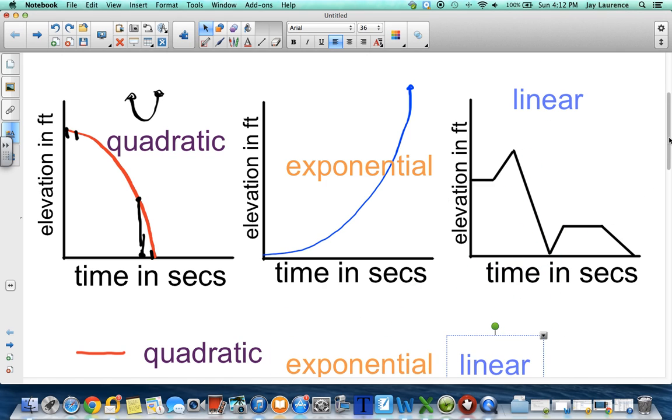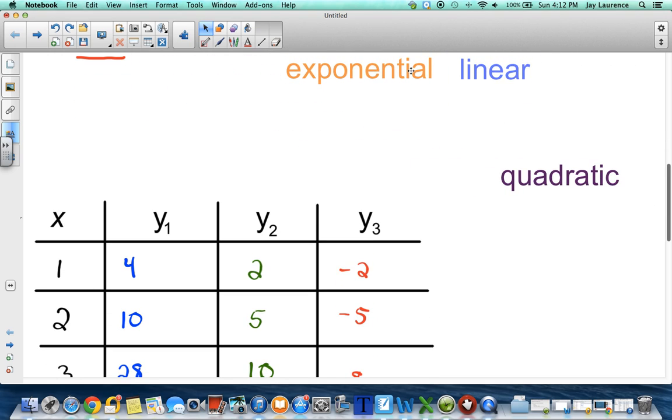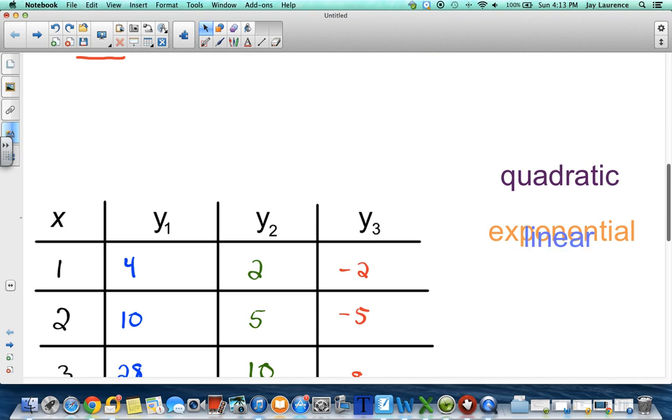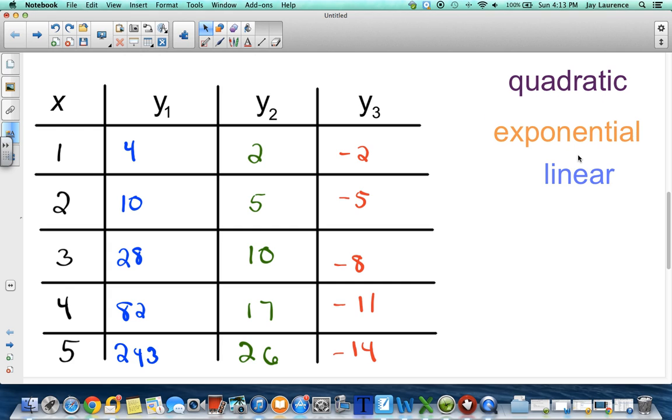Let's see, I get my words, and I'm going to bring them down here. Okay. Now let's take a look at this data and see if we can tell which one's linear, which one's quadratic, and exponential. Now linear, since it makes a line, it's going to have a constant rate of change. It's going to go up or down by the same amount.